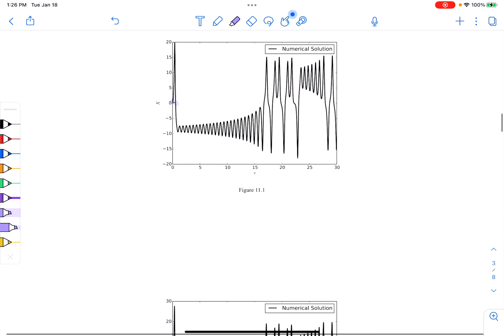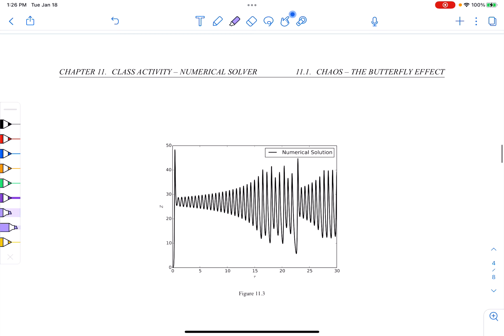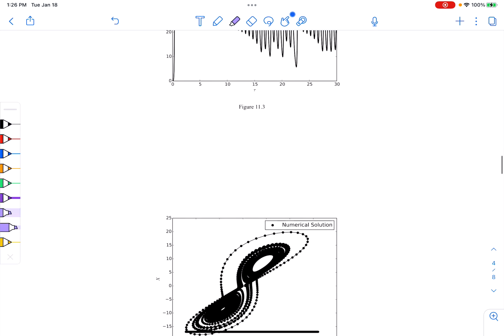So I've repeated the Lorenz calculation. Instead of iteration on the x-axis, I put tau, because I like to be in a non-dimensional time, not iteration, which is something for a computer. So these plots are basically repeated. Okay, so you should be able to produce those.